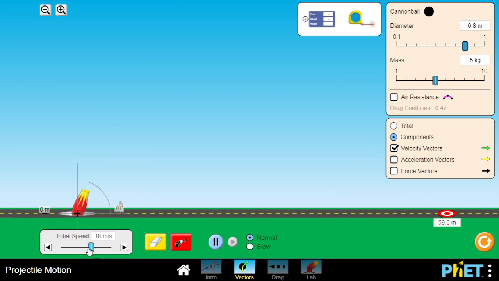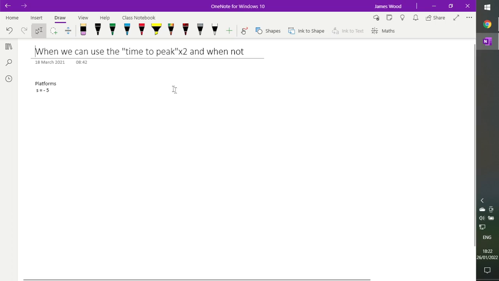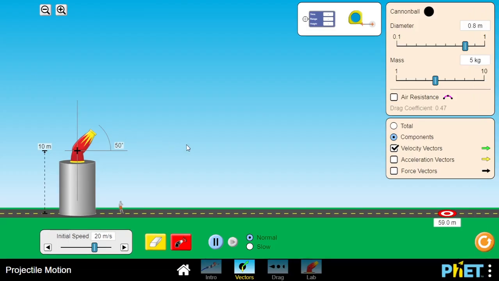So let's change these values back a bit. Let's change the speed to 20 and the angle to 50. Okay. And this time I'm going to start it on a platform of 10 meters. Okay. So if it starts on a platform of 10 meters, this is what it's going to follow, this kind of arc.